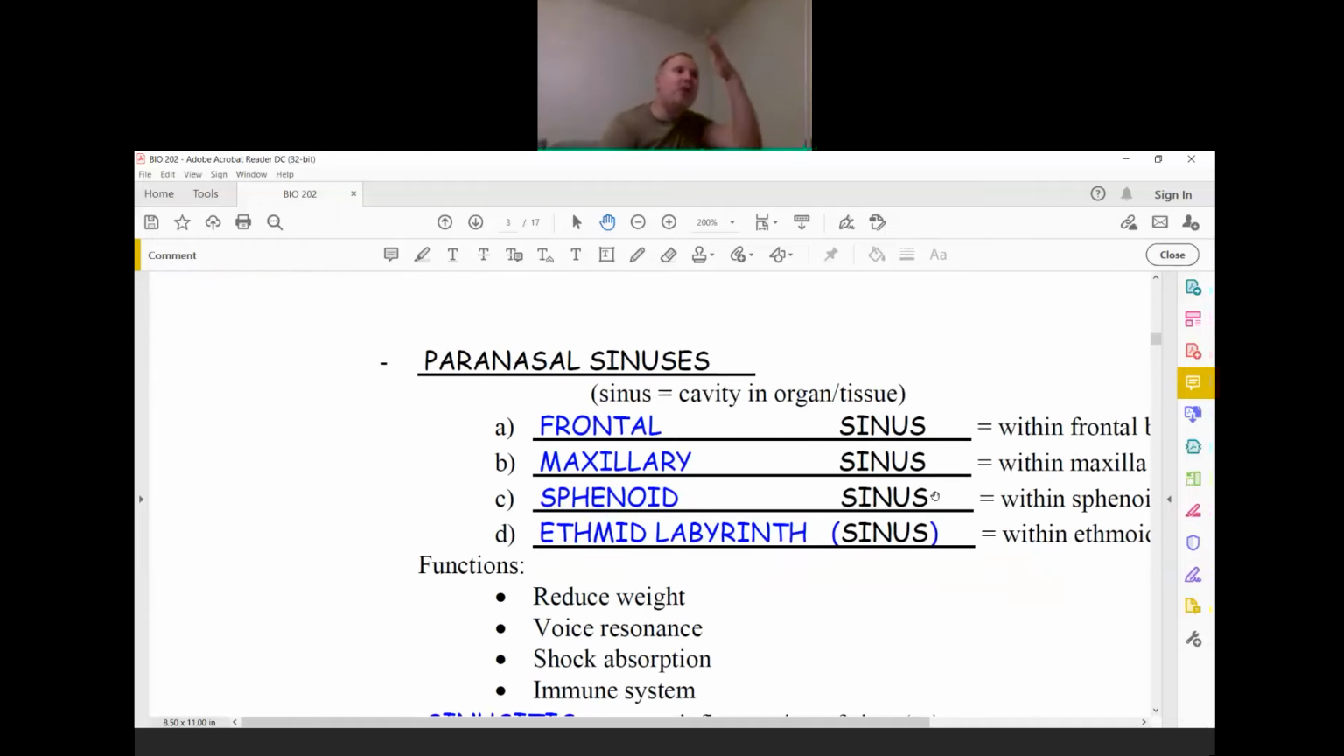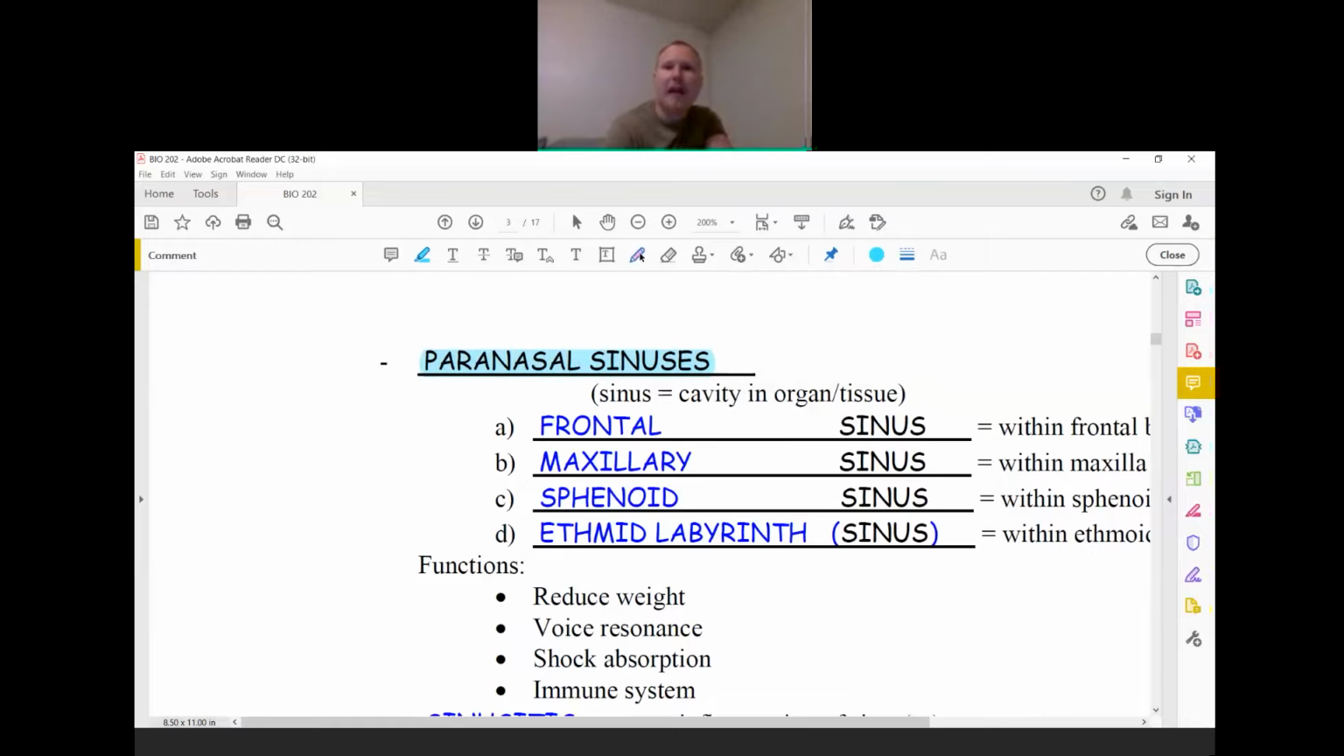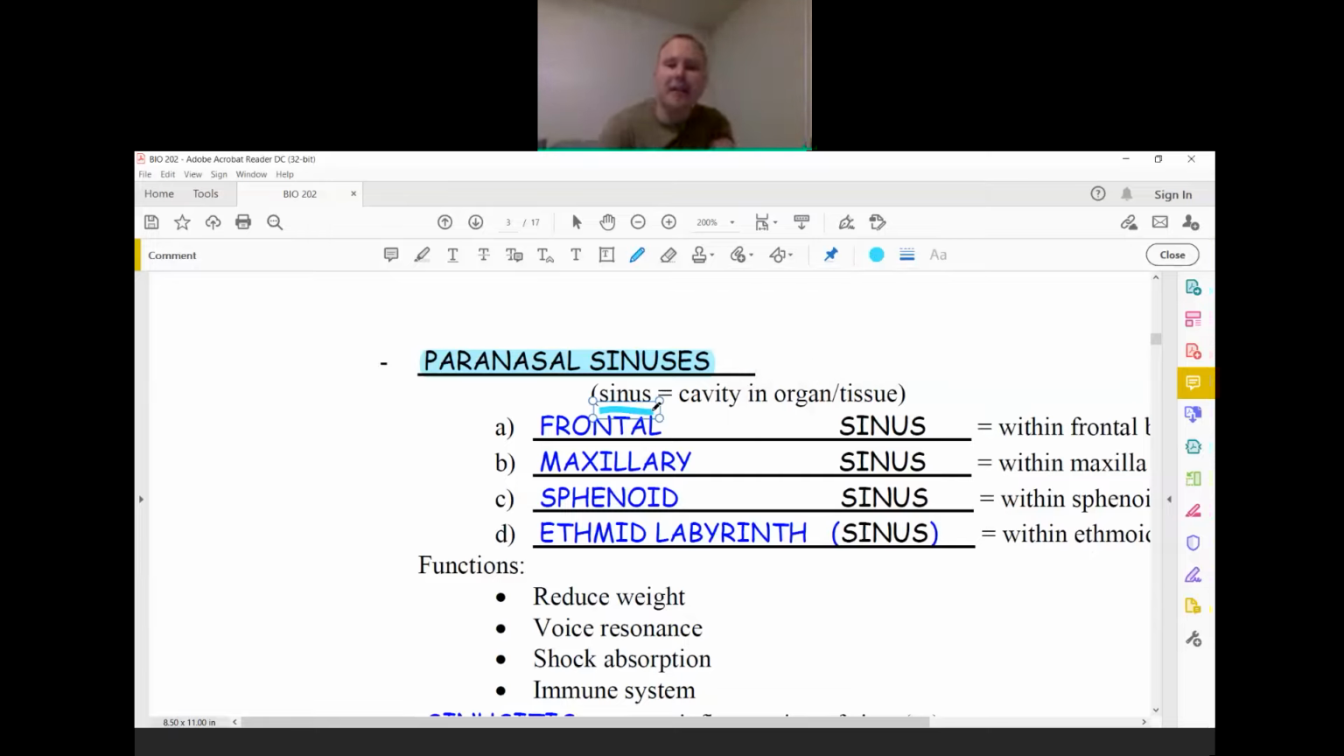Within the region where we have the nasal structures and in the region of the skull in general, we end up finding structures that are called paranasal sinuses. And if you remember our earlier discussion, whenever we talked about a sinus, it was some kind of an empty space, a cavity within an organ or within tissue. So paranasal sinuses are just that.